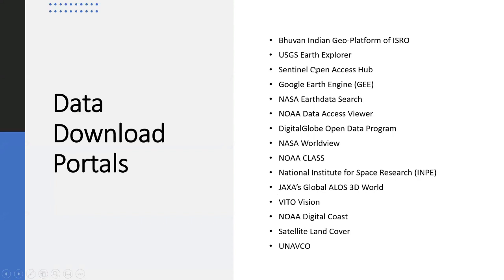If we want to go for high resolution data, like we see on Google Maps, that is very high resolution data, that is not freely available. For those kind of data, we have to buy from those agencies. But a lot of data is freely available. We can download and use them in our analysis and research.